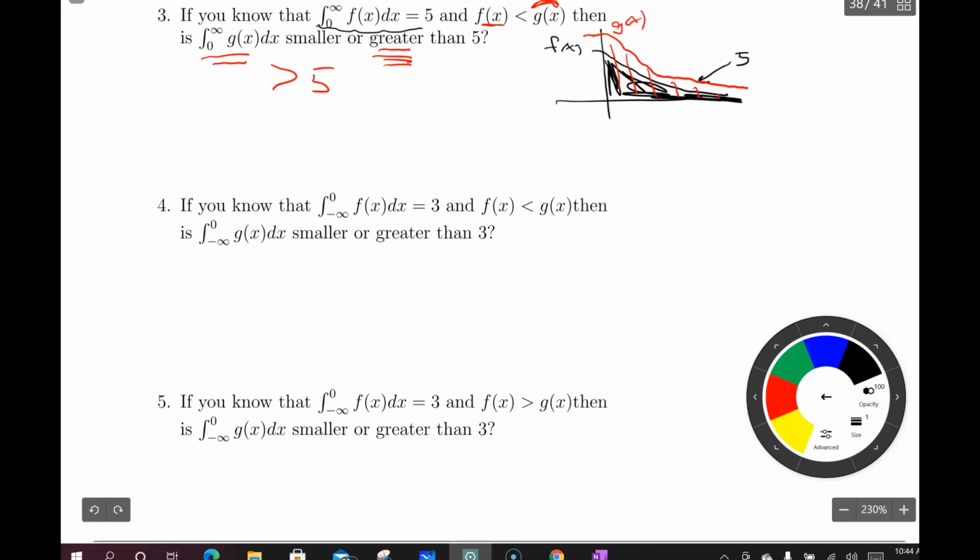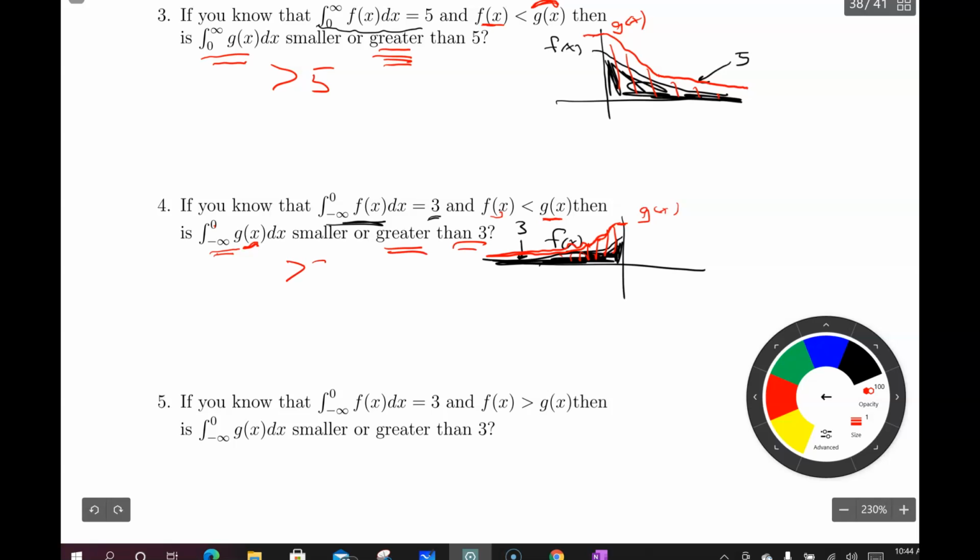Okay, so hopefully this is feeling very comfortable. This time I'm going back to negative infinity. It doesn't matter. So if I'm going 0 to negative infinity, here is my f of x, and this area is equal to 3. Now I've got this g of x that's bigger than f of x. It's up here. What do I know about the area under the curve between negative infinity and 0 under g of x if it's bigger here? Won't I know that this will be greater than 3? Yes.